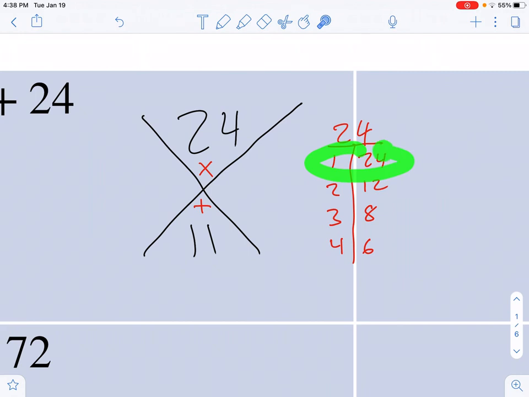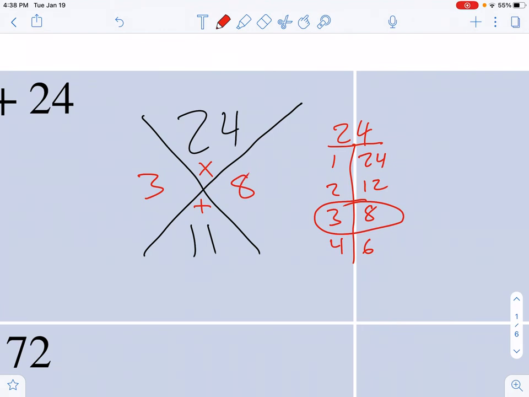So I can think, if I'm moving from left to right, 1 plus 24 is 25, and 24 minus 1 is 23. That doesn't work. 2 plus 12 is 14, and 12 minus 2 is 10. 3 plus 8 is 11. Oh, that's the number I'm looking for. So 3 and 8 are the combo that I needed. Okay.